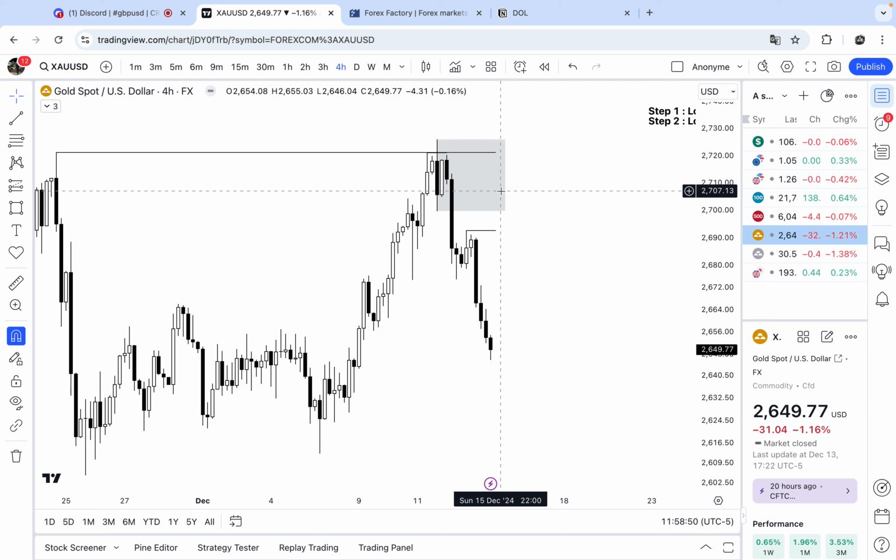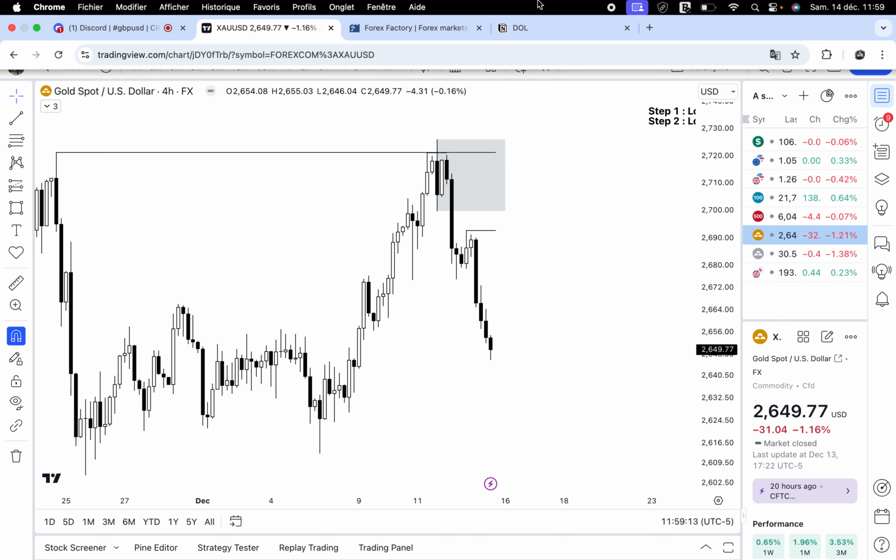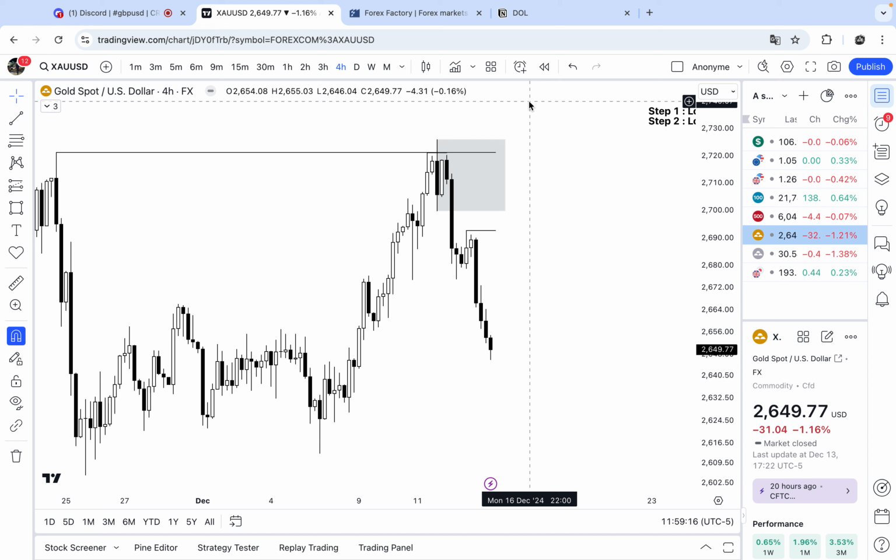Some people look for macros and kill zones, and bro, I tried this and I was missing too much opportunity. Because, for example, the kill zone is 9 a.m., and the purge occurs at 8 a.m. So I did not trade, you know.